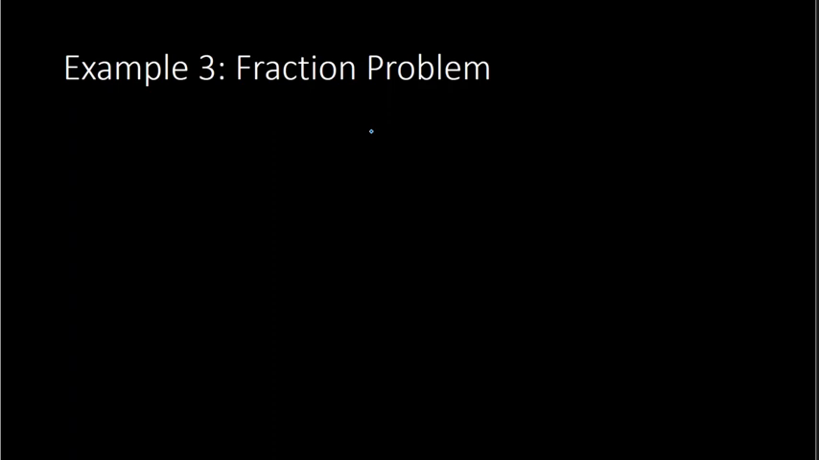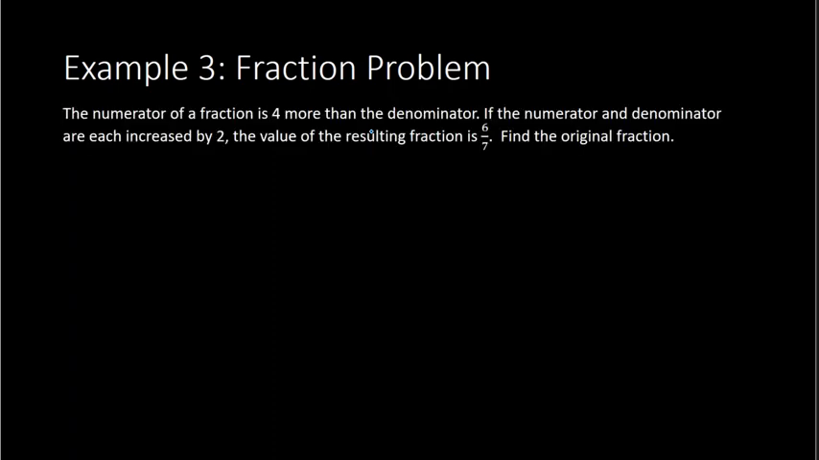Now our third type of puzzle problem is dealing with fractions. Here we are told that the numerator of a fraction is 4 more than the denominator. If the numerator and denominator are each increased by 2, the value of the resulting fraction is 6 over 7. Find the original fraction.